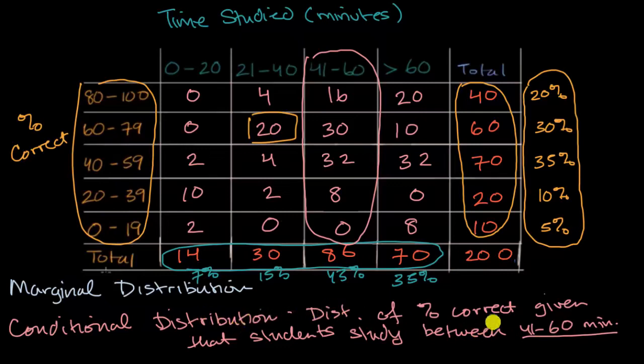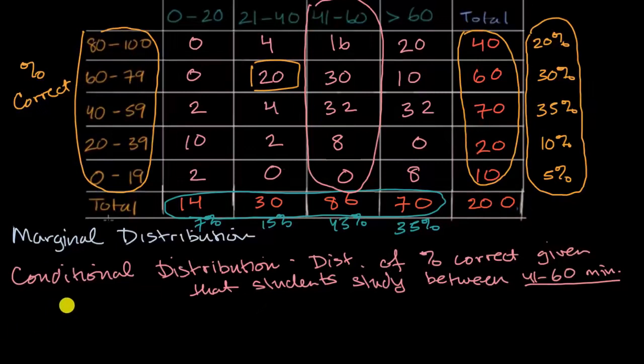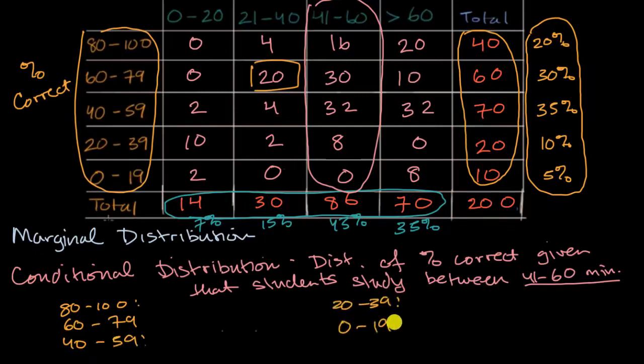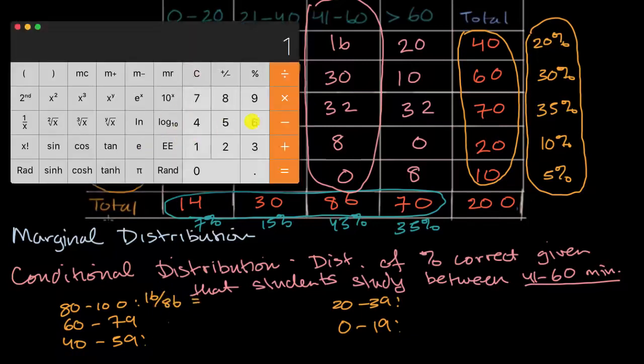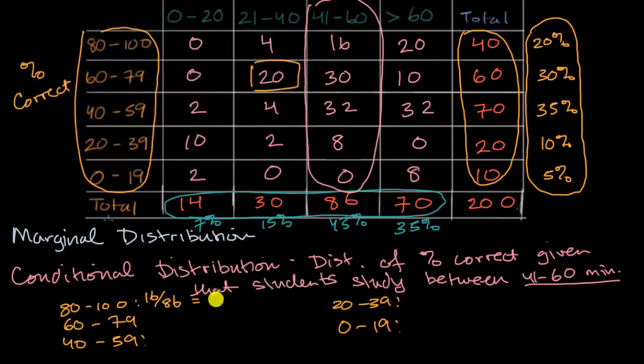So the conditional distribution of the percent correct, given that students study between 41 and 60 minutes, would look something like this. Let me get a little bit more space. So if we set up the various categories, 80 to 100, 60 to 79, 40 to 59, 20 to 39, and 0 to 19, what we'd want to do is calculate the percentage that fall into each of these buckets, given that we're studying between 41 and 60 minutes. So this first one, 80 to 100, would be 16 out of the 86 students. So we would write 16 out of 86, which is equal to 16 divided by 86, which, rounding to one decimal place, is roughly 18.6%.